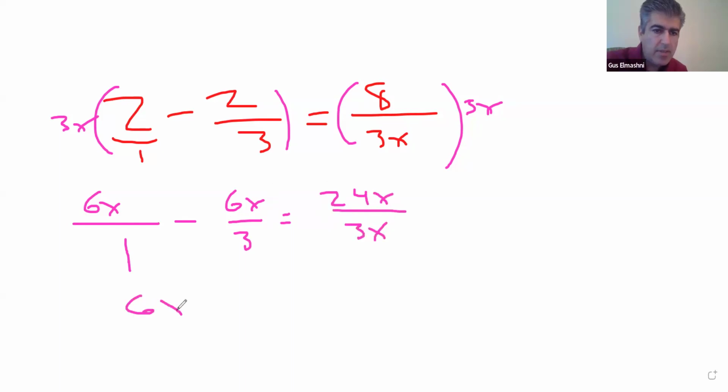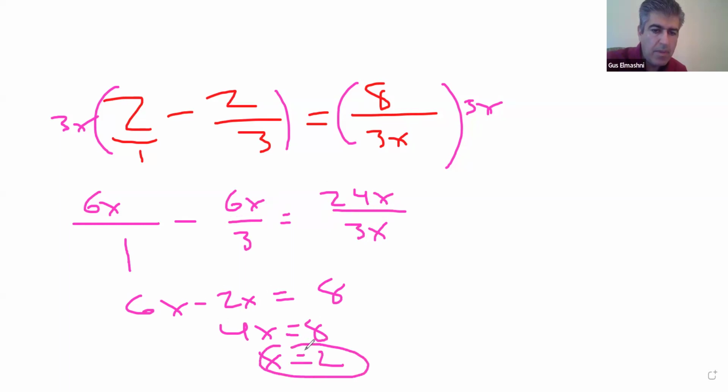So that's 6x minus 2x, which would still make it 8. So then 4x equals 8, x is 2. Okay, so that makes the problem more streamlined.